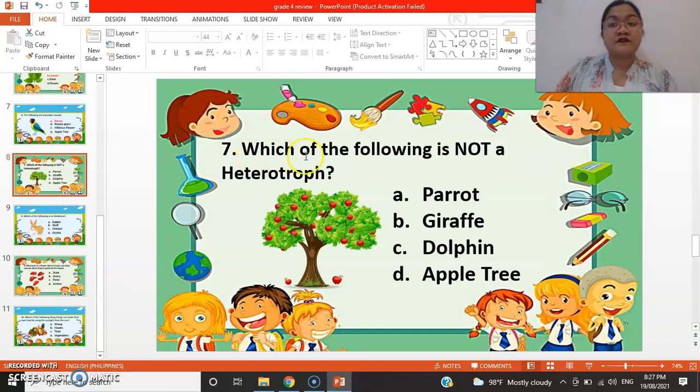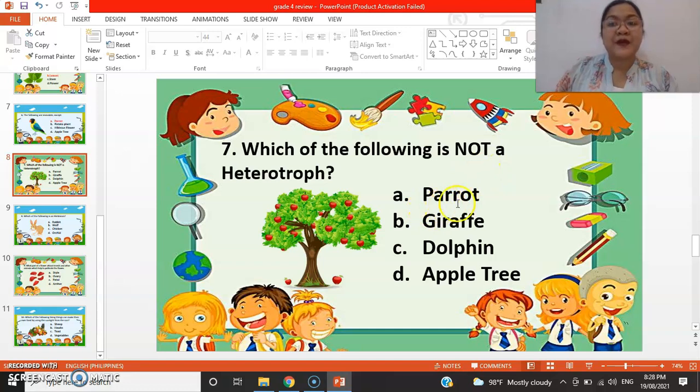Which of the following is not a heterotroph? Again, when we say heterotroph, these are living things that cannot make their own food. So which of the following can make their own food? So the question is not. Which is not? Which means which living thing can make their own food?